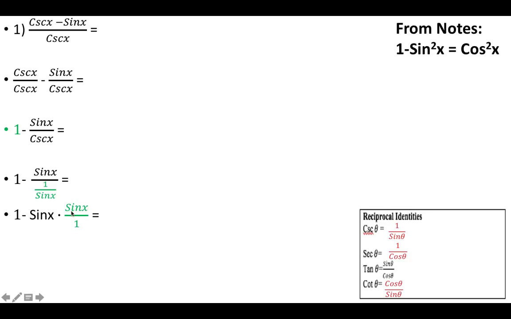So sine x times sine x is going to give me sine squared x. The 1 at the bottom is just 1. It doesn't really do much to our equation. Great, so this, from our notes, which you should have highlighted, 1 minus sine squared x is equal to cosine squared x. So this right here just simplifies to cosine squared x.